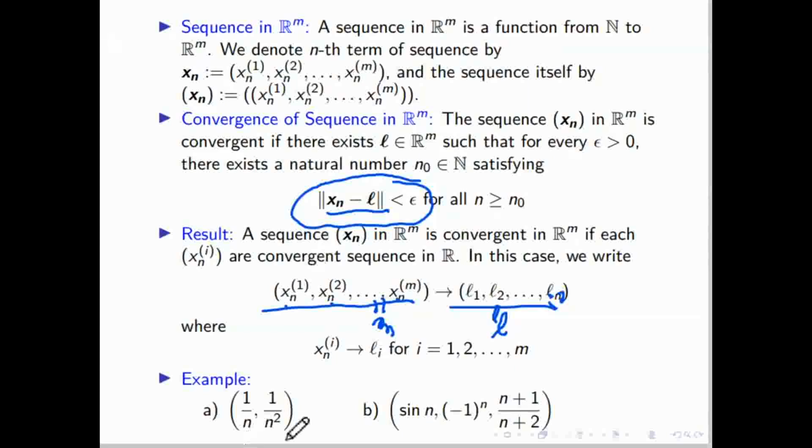So by this result, now I am not discussing more about sequences. You already know how to find the limit, all those things. So you just find each individually and write 0, 0 in this case. Here you can say that -1 to the power n is not convergent, so this sequence is also not convergent.